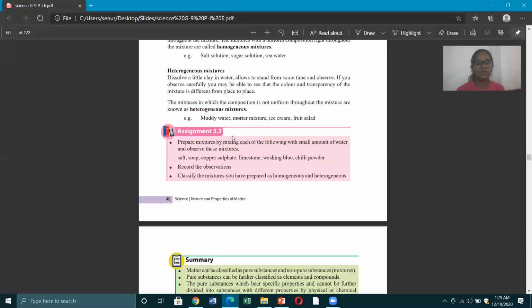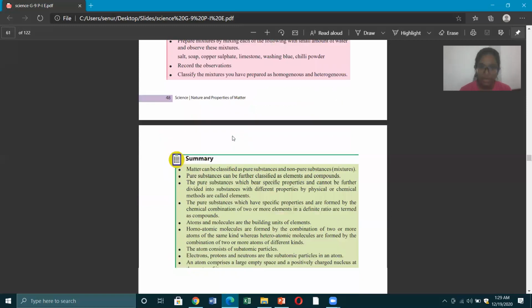So the mixtures in which the composition is not uniform throughout the mixture are known as heterogeneous mixtures. They are not uniform. The examples are muddy water, mortar mixture, ice cream, fruit salad. So they are heterogeneous mixtures. Okay, so that's the end of it.